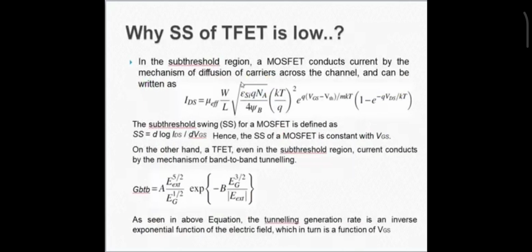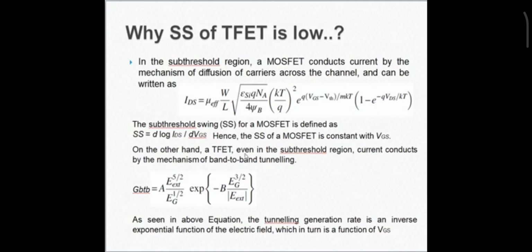Now, the most important part is why the subthreshold slope of a TFET is low. In the subthreshold region, a MOSFET conducts current by the mechanism of diffusion of carriers across the channel, and it can be written by this formula. You can note it down. The subthreshold swing of the MOSFET is defined as d log IDS by dVGS. Hence, the subthreshold slope of a MOSFET is constant with VGS.